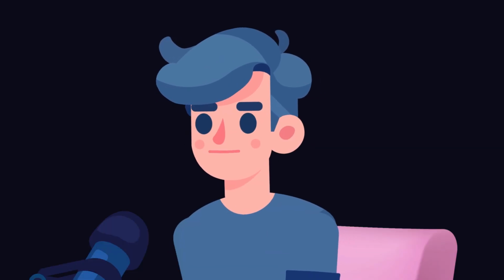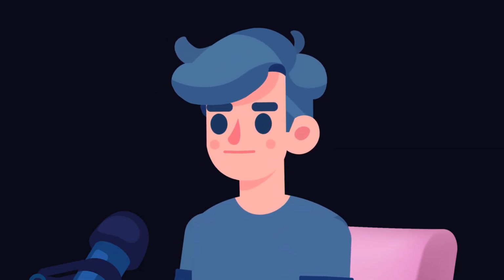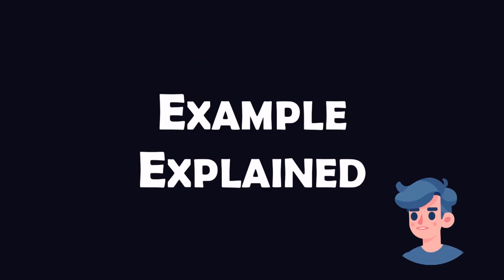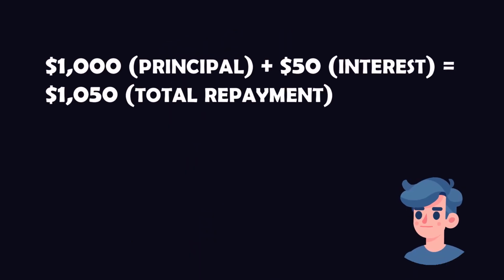For example, if you take out a loan today, it is expected to be repaid in the same currency over time. Let's consider a simple example. John borrows $1,000 from Mike at an interest rate of 5% per annum. In 1 year, John will have to repay $1,000 plus $50 of interest, totaling $1,050.